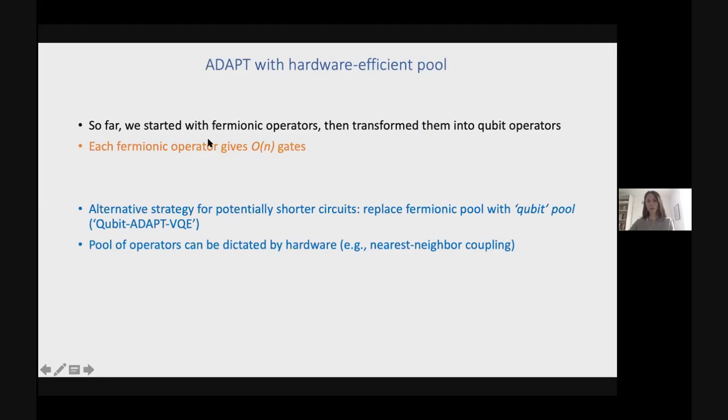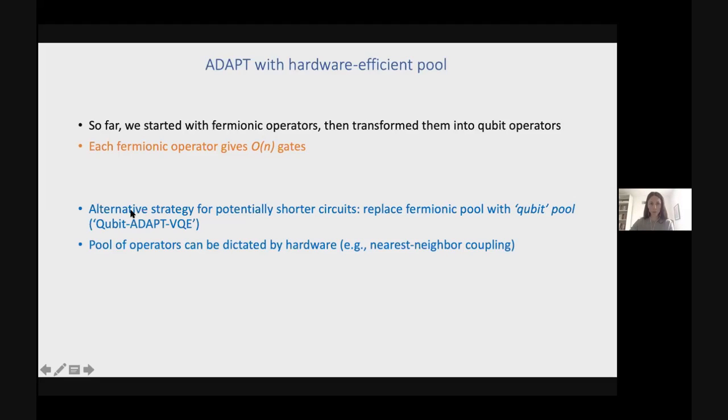So far, we're dealing still with fermionic operators. And these are tricky because now if I wanted to run this on a quantum computer, each fermionic operator would give me of the order of n gates. So I would still have to pay the price of deep circuits. So I'm gaining in the number of parameters, but I still have to address this point of not going too far into deep circuits.